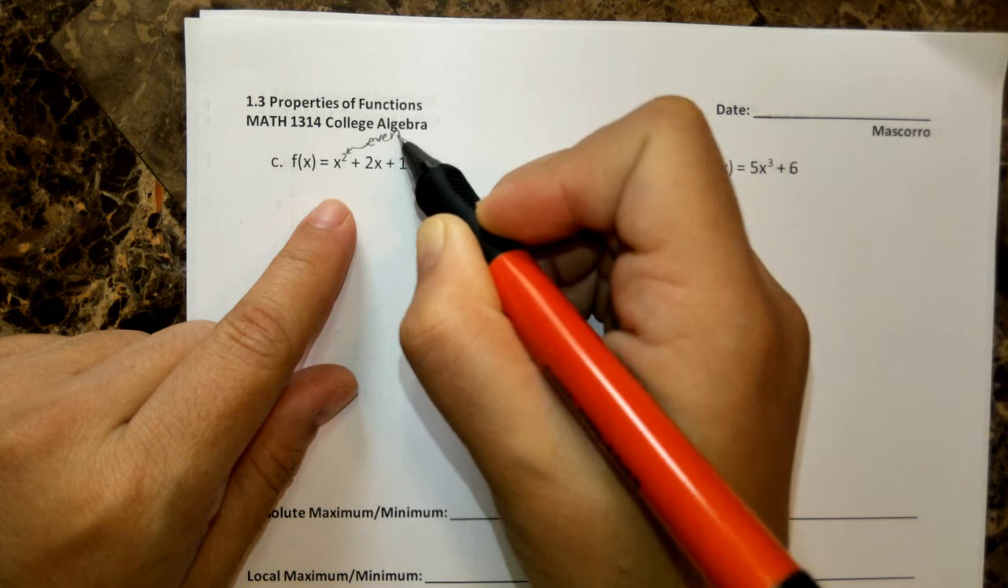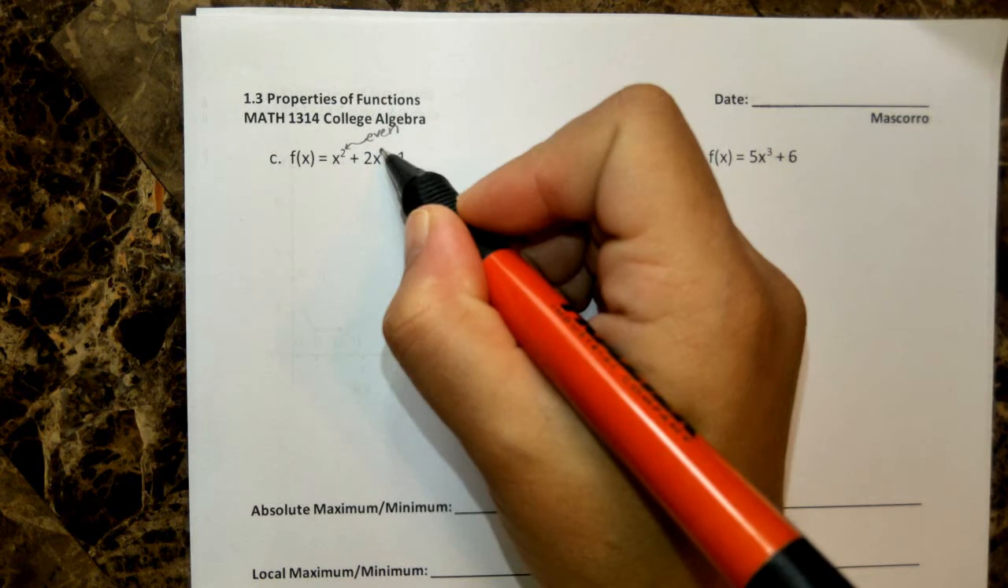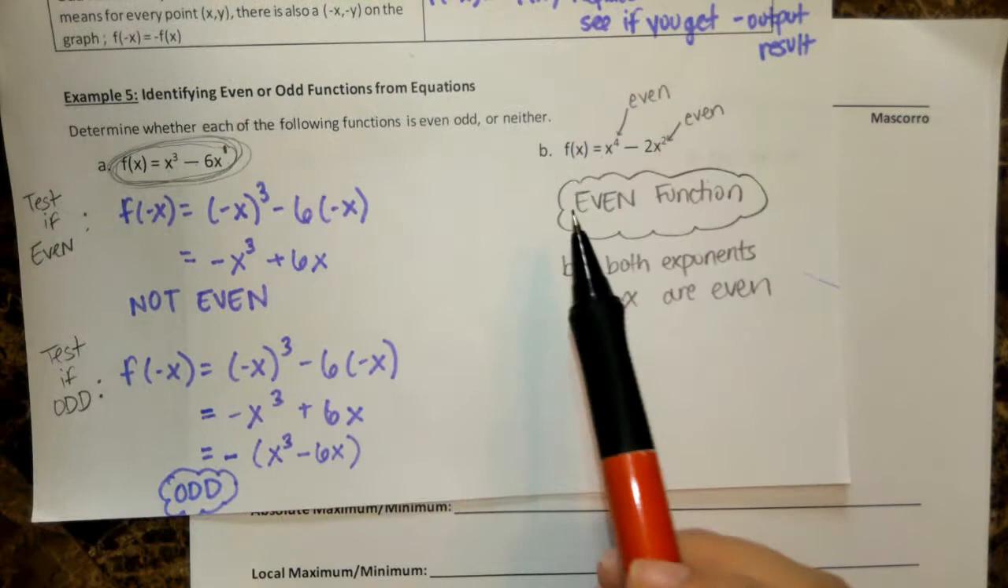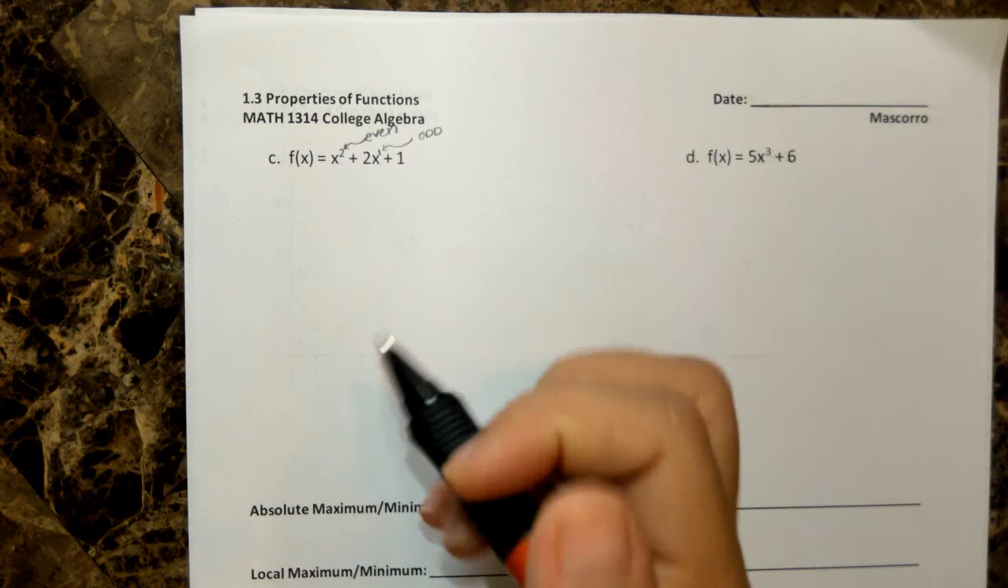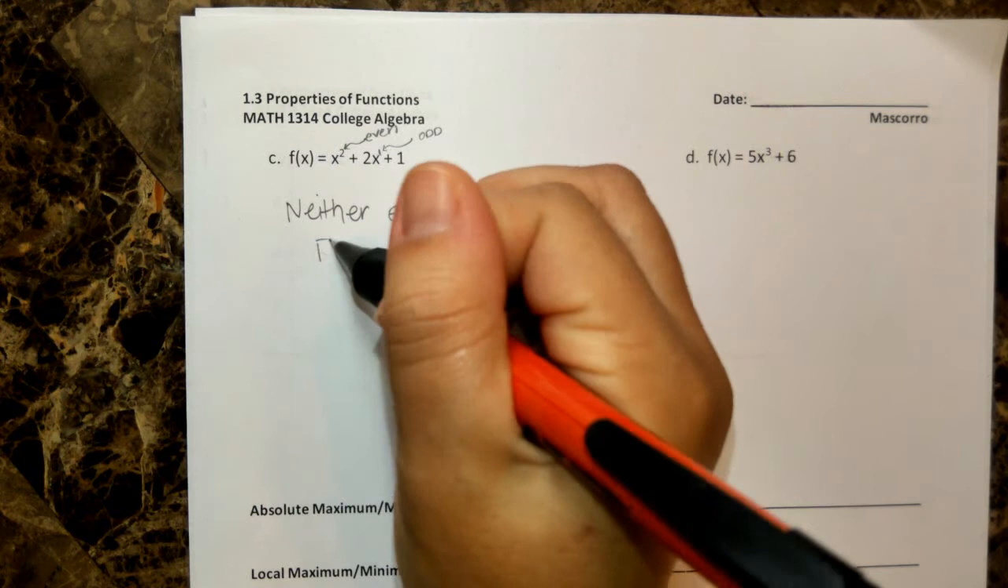We have plus 2x. Now, x doesn't have an exponent written on it, but it is x to the first power. So you can write the first power on there if you want. And we know that 1 is an odd number. I don't even need to keep going, but I have an even exponent and an odd exponent. I said on the previous problems, if your exponents are even, then you have an even function. If all your exponents are odd, then you have an odd function. If you have a combination of even and odd exponents, then this would just be a function that is neither even or odd. And that's it.